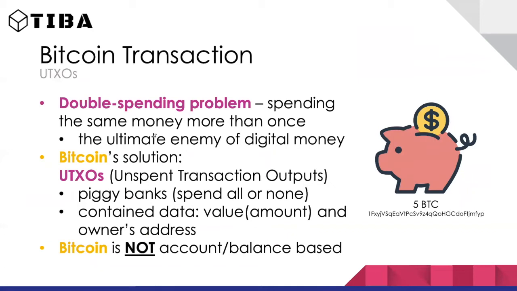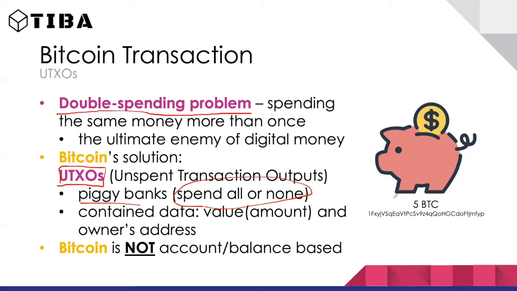Now, an interesting problem that people have been trying to solve is this thing called the double spending problem, which is the ultimate enemy of digital money, right? You don't want to be able to spend the same money twice or more than once. And the way that Bitcoin solved this is by using this thing called UTXO, or unspent transaction output. You can just think of it like a piggy bank, right? You have to spend all or none. You have to either break it or keep it.